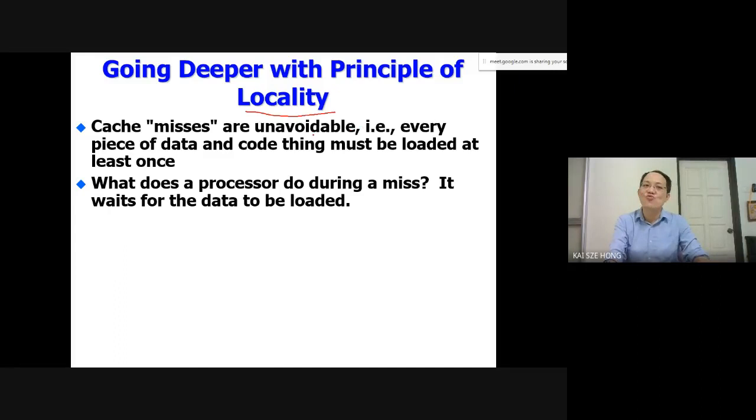So cache misses are unavoidable. Every piece of data in the code must be loaded at least once. So what does the processor do during a miss? Let's say you have a miss, you don't hit. So what do you do? You must copy. Let's say the 99 shop supermarket does not have the bread. So usually they will call the supplier. The supplier will send a whole lorry of roti to the 99 supermarket. Then you put all the roti inside the supermarket, and only then can you buy from there, right? This is the same concept.